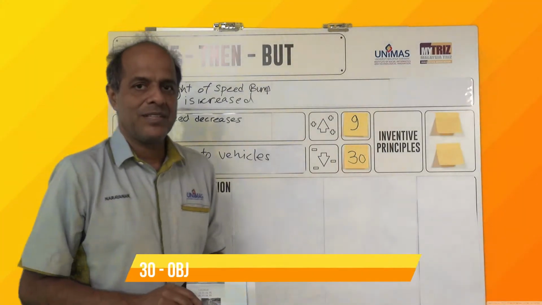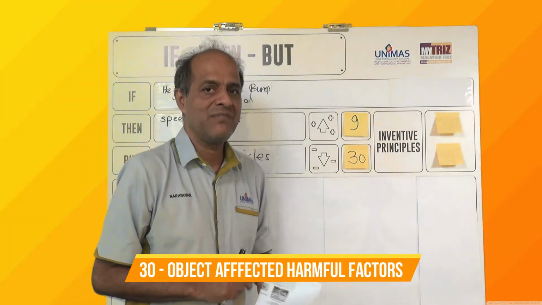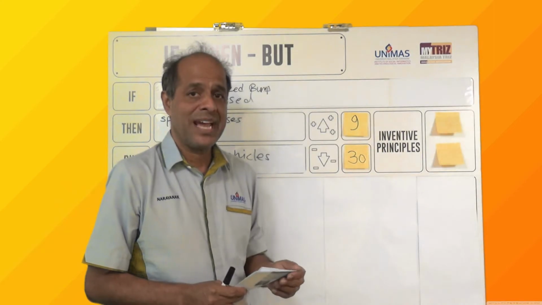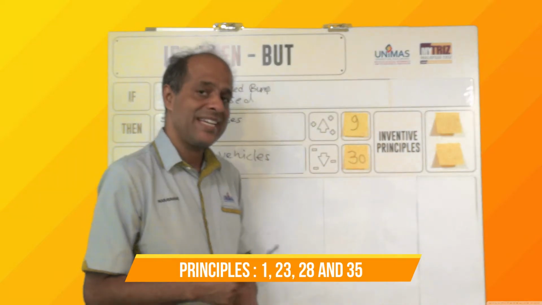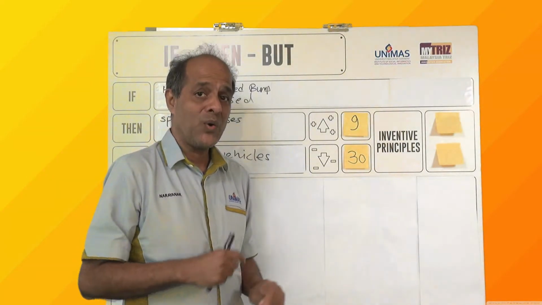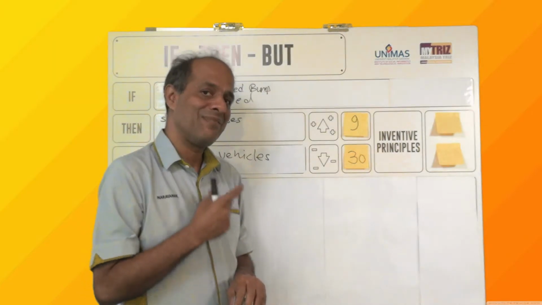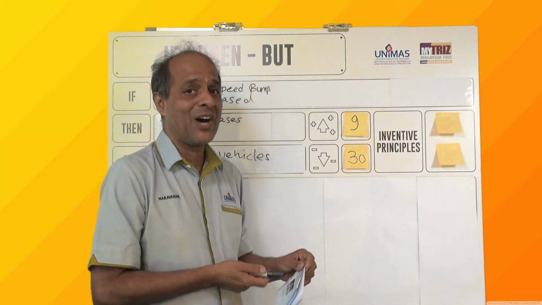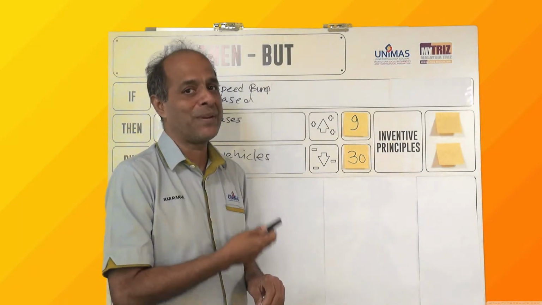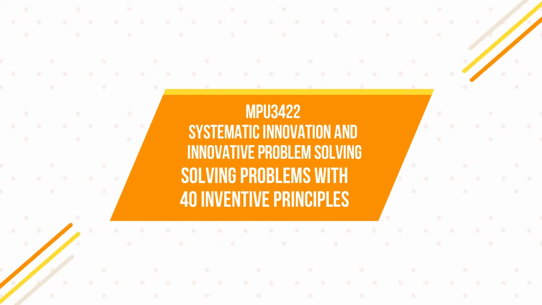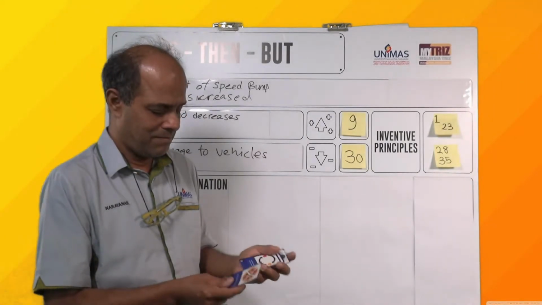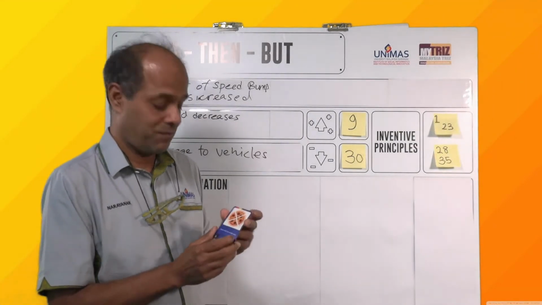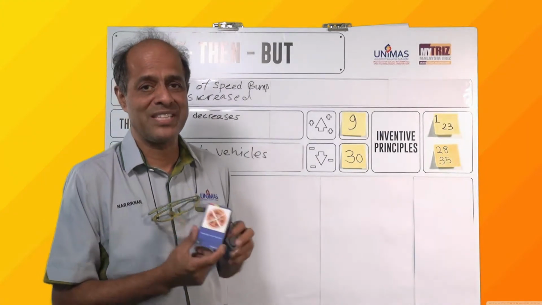Now, the Altshuller matrix gives us 4 recommended principles. In this case, the principles are 1, 23, 28, and 35. So now we will take a look at the 40 inventive principles to find out what these 4 principles are all about. These 4 recommended principles give us 4 interesting directions for solving this problem.